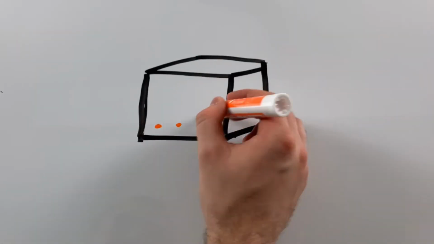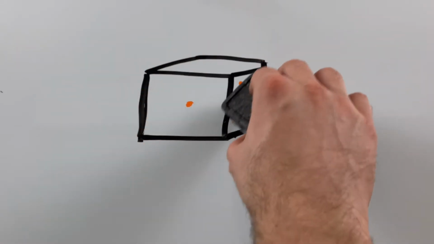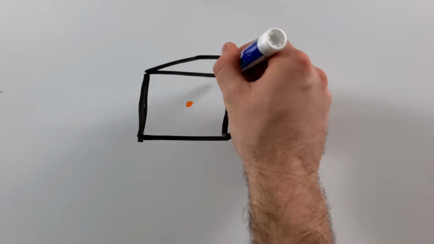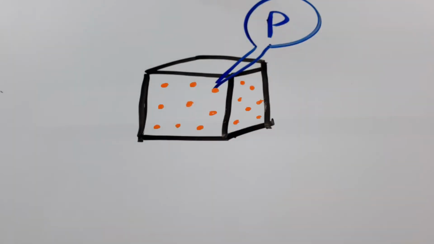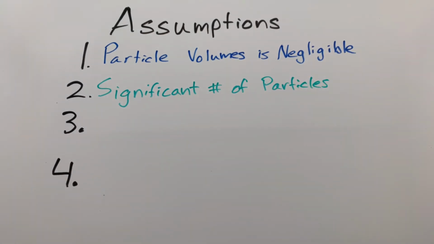The second assumption is that the control volume we are looking at has a statistically large number of particles. This means we can ignore the individual behavior of particles and instead look at the sum behavior as a property of the gas. This only works if we have a significant number of particles.